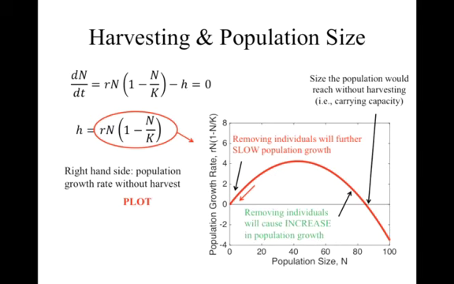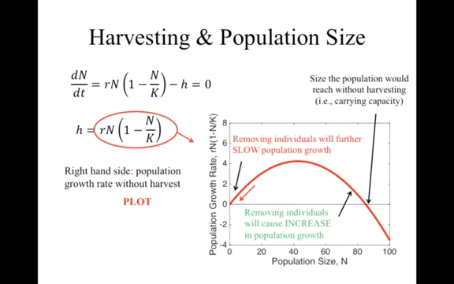On the other end, where I have a very slow population growth rate because there are so many individuals, because they just don't fit since I'm at my carrying capacity, in that case, when I remove individuals, it actually causes the population to grow faster.